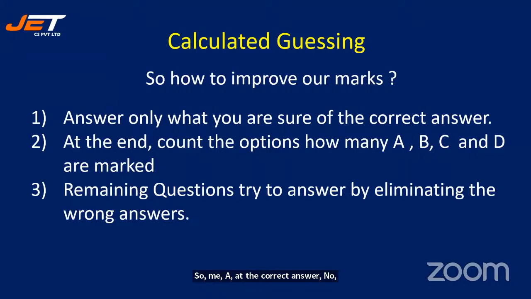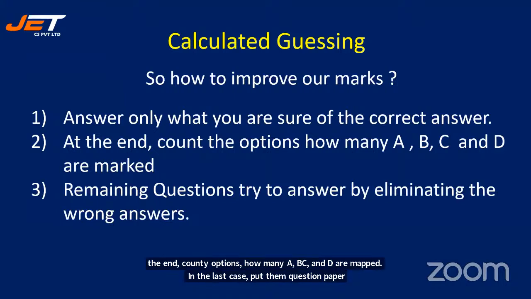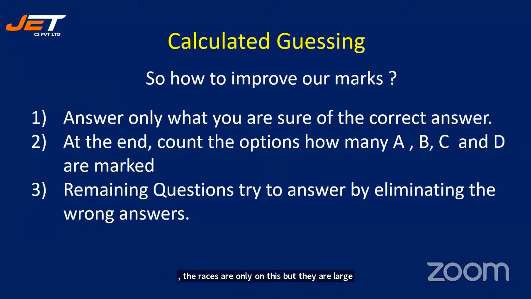At the end, count the options, how many A, B, C and D are marked. And last కి మొత్తం క్వశ్చన్ పేపర్ రాసేసారు, అన్ని ఆన్సర్స్ పెట్టేశారు, లాస్ట్ కౌంట్ చేసుకోండి. ఫస్ట్ మీకు ఏవైతే వస్తాయో అవన్నీ ఆన్సర్ చేసేయండి, లాస్ట్ చూసుకోండి ఏ ఆప్షన్స్ ఎన్ని పెట్టారు.